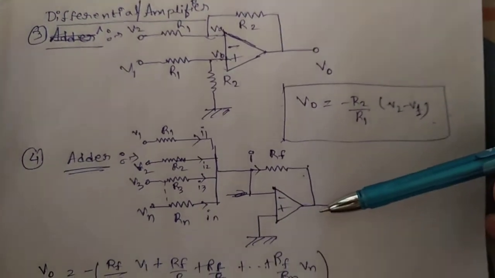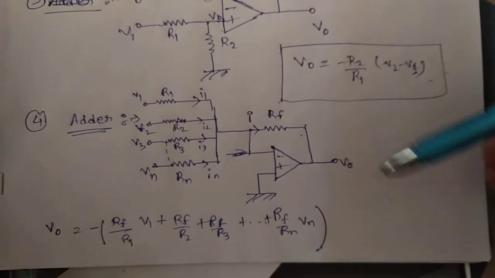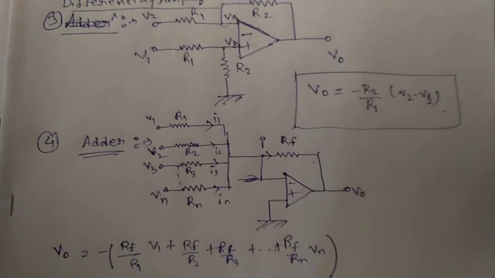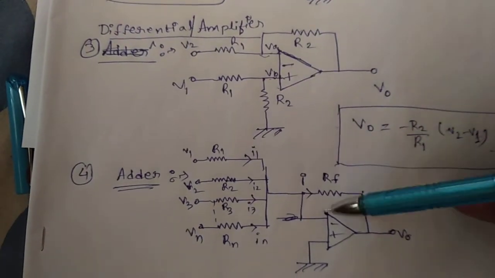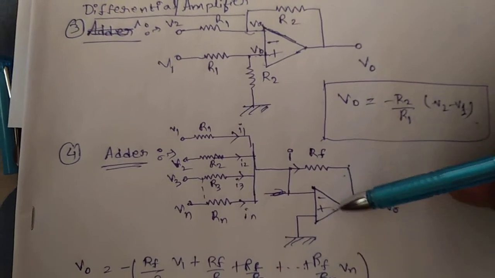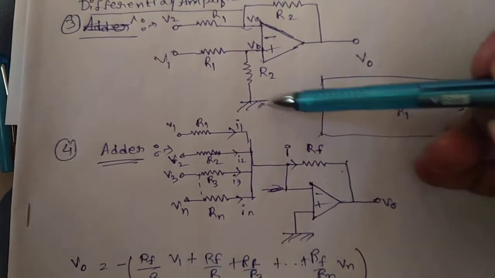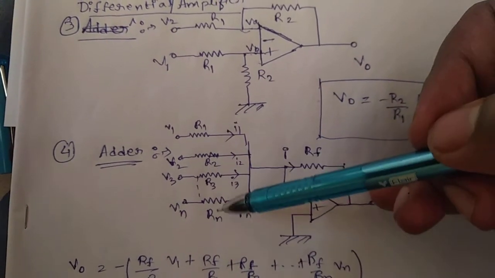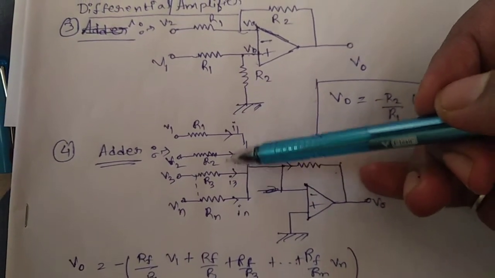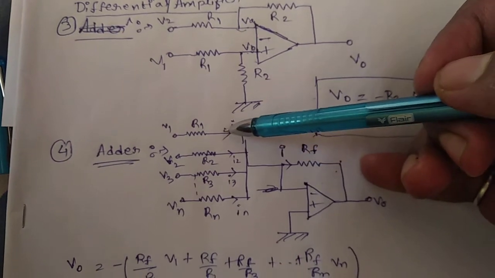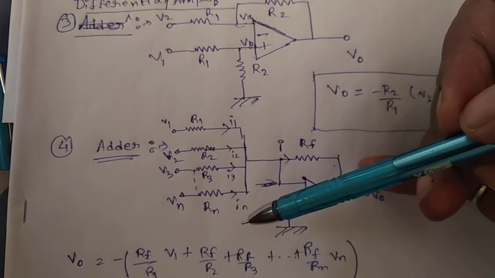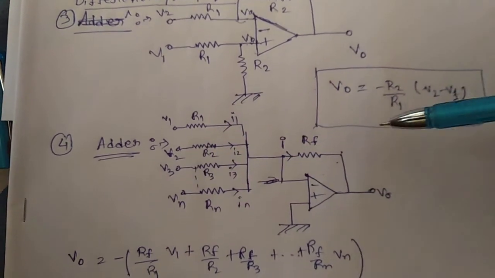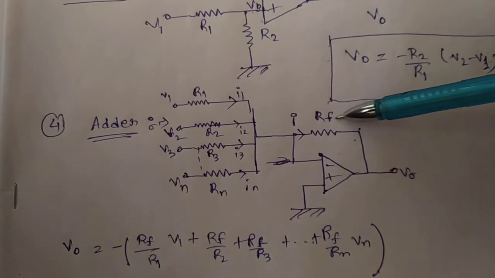And now we are coming to the adder. Here you see the adder. Adder means to add something. Here you see the inverting end and non-inverting end. At the inverting end you have so many resistances R1, R2, R3 to Rn, n number of input resistances, through which currents I1, I2, I3 to In pass, and the voltages are V1, V2, V3 to Vn, and there is also a feedback resistance Rf.